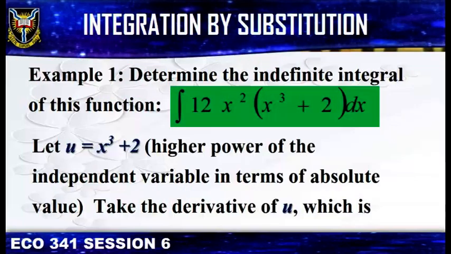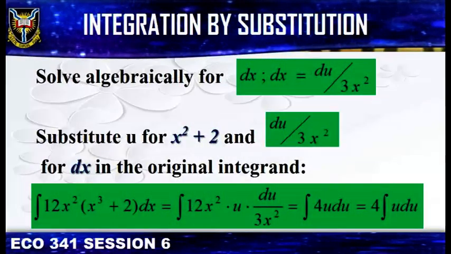Example 1. Determine the indefinite integral of this function. Integral 12x squared into bracket x cubed plus 2 dx. Let u is equal to x cubed plus 2, the higher power of the independent variable in terms of absolute value. Take the derivative of u, which is du dx, is equal to 3x squared. Solve algebraically for dx: dx is equal to du over 3x squared. Substitute u for x cubed plus 2 and du over 3x squared for dx in the original integrand.